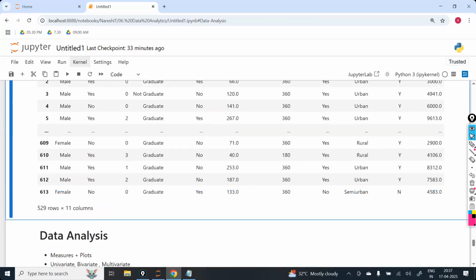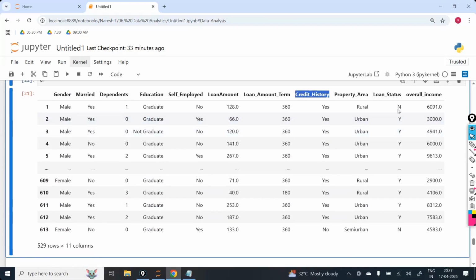Here, which one is the one? Means loan status. With the loan status, we are going to compare with each of them, a combination. And we are going to apply the various things. Are the points clear, guys? Everyone? Yes or no? Understood?